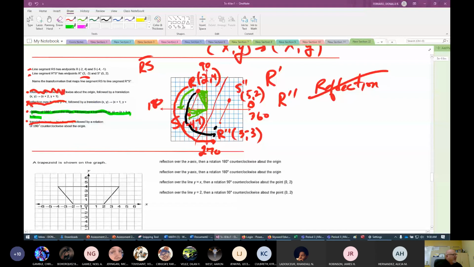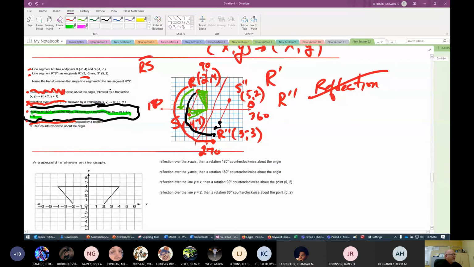But then they say, followed by a translation of X comma Y to X plus 1, Y plus 1. So watch this. X plus 1, Y plus 1. That's my new point. That's my R double prime. That's the answer right there. Okay, so the answer is right there.